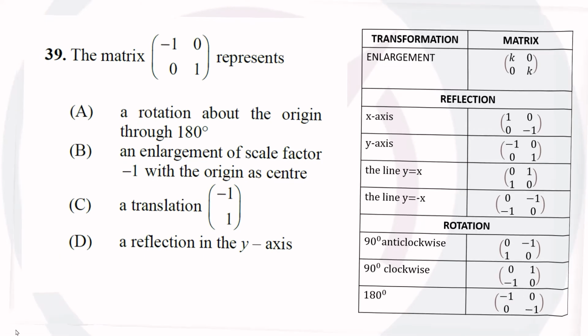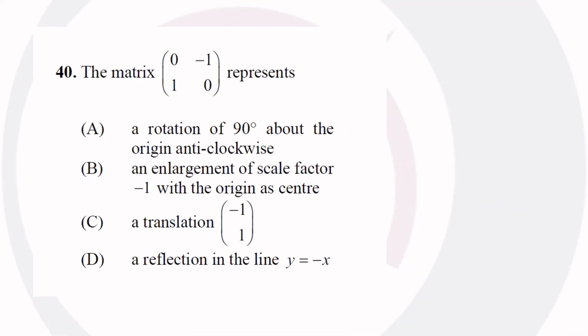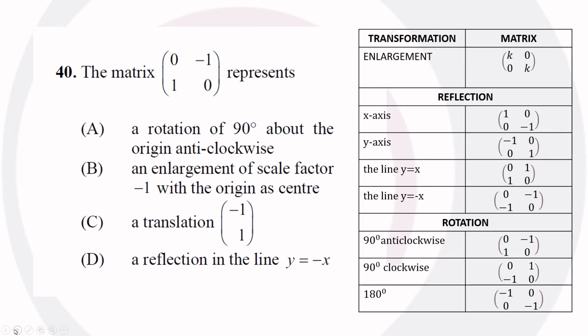And our last question, question 40. The matrix 0, negative 1, 1, 0 represents what? Let's see which one it matches with. And it matches with a 90 degrees anti-clockwise rotation about the origin. So our answer for question 40 is A. And I believe that's all, folks.